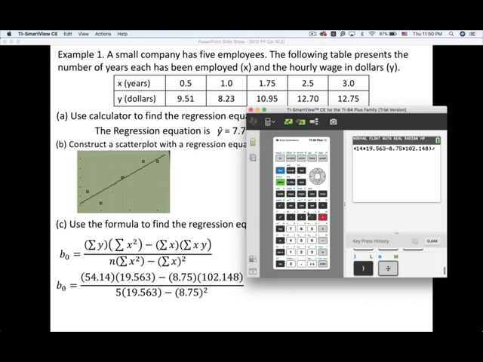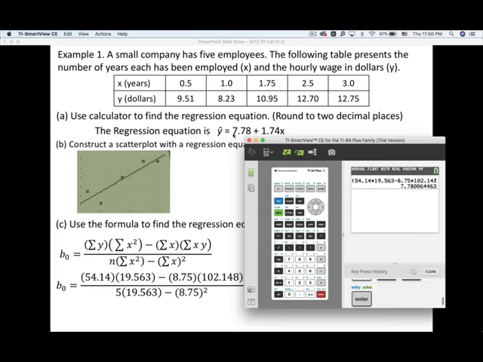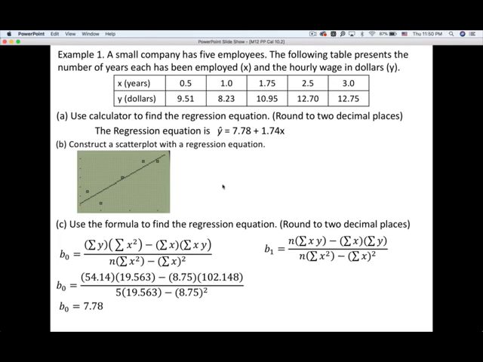Okay, big parenthesis on the top, divided by another parenthesis 5 times 19.563 minus 8.75 squared, close parenthesis. Okay, enter. You should get 7.78. It should match your part A here, 7.78. Do the same thing for the B1. You already have the summation xy in here. Okay, plug it in. You should get your B1 equal to 1.74.